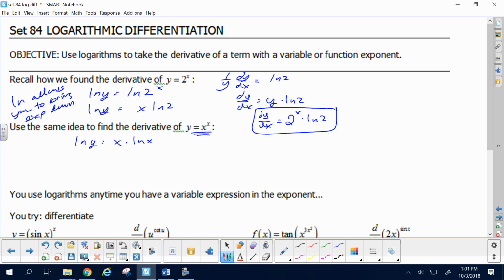Now differentiate. The derivative of the left is 1 over y, dy dx, and the right side, product rule derivative. What do you get? Yes. Something like 1 plus natural log of x when it's all cleaned up. And so dy dx, moving the y back and substituting in the same step, our derivative is x to the x times the sum 1 plus log of x. Sweet.